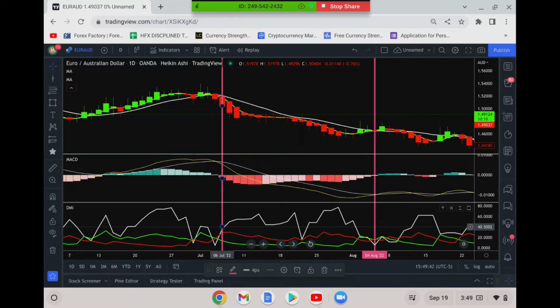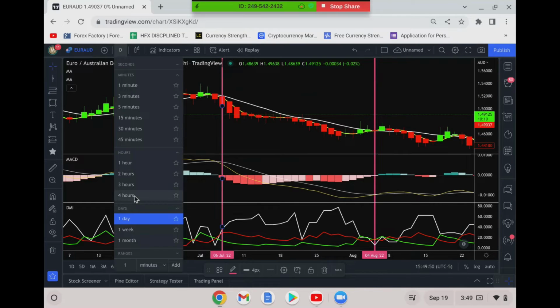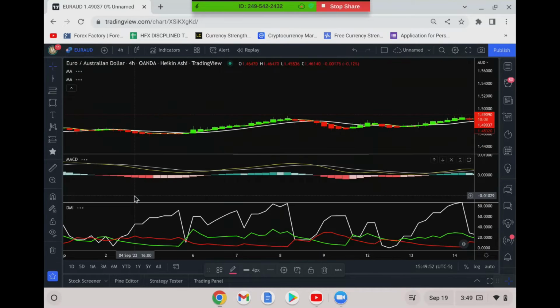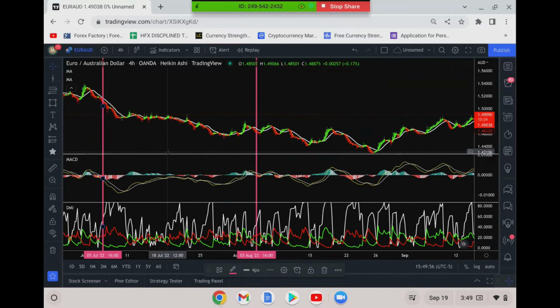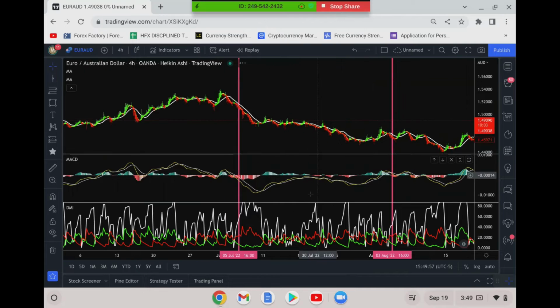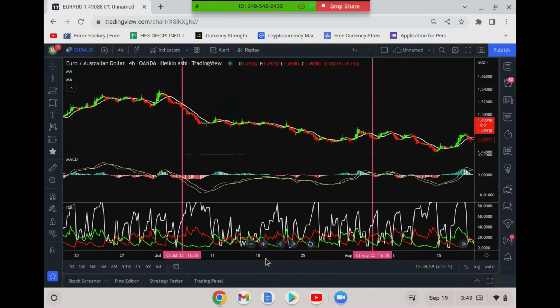So now let's actually pan down to the smaller time frames and see if it was doing the same thing. So let's go from the daily down to the 4 hour. We're going to find our example, which is all the way over here. And boom, let's take a look at these indicators, you guys.